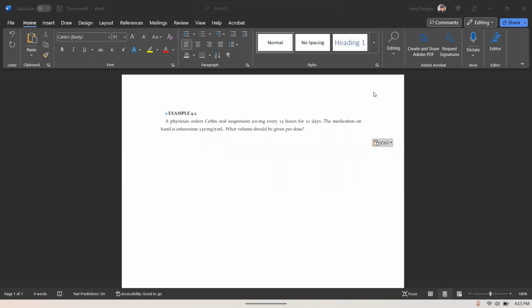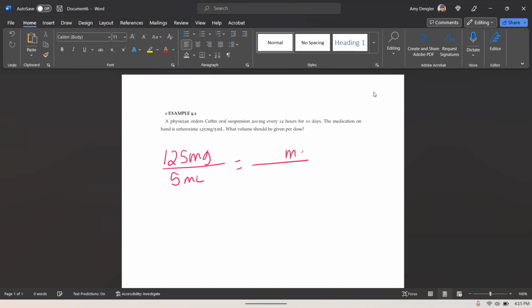So just like the other one, I'm going to take the strength of the medication, 125 milligrams over 5 ml. Then I know I need milligrams here and milliliters here. They're looking for volume, so that's going to be milliliters, so that's my X. And we need 200 milligrams. So we'll do 125X is equal to 200 times 5.